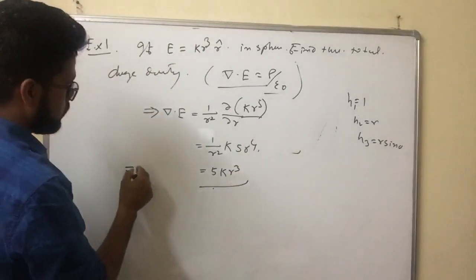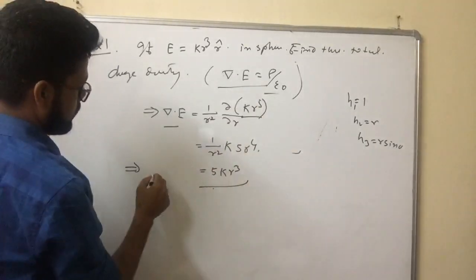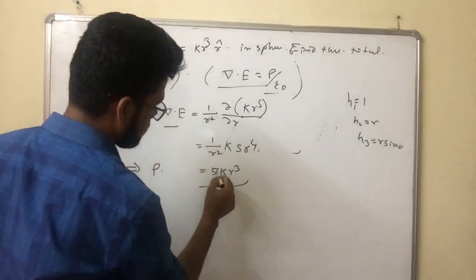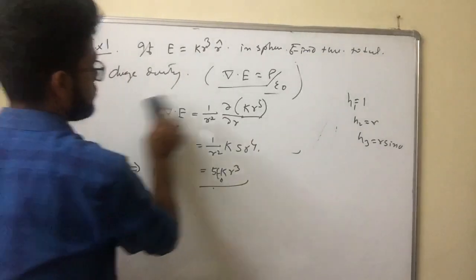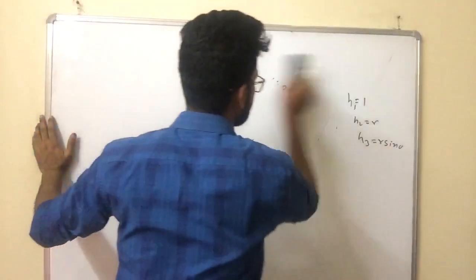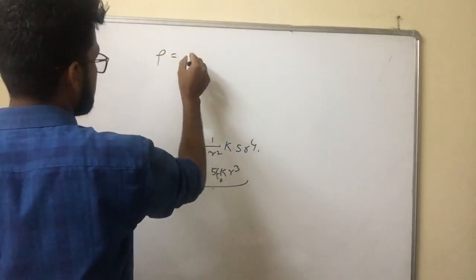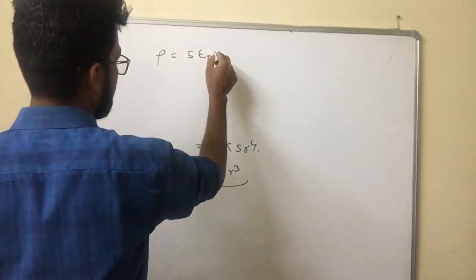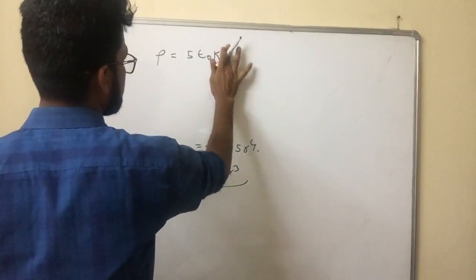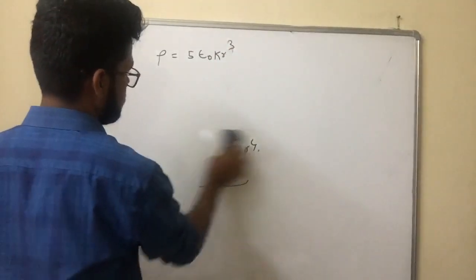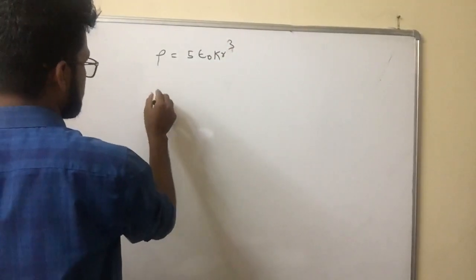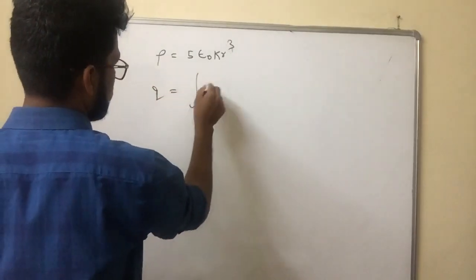And we know this is equal to rho by epsilon naught, so rho equals 5k epsilon naught r cubed. According to the question, we have to find the total charge. Total charge equals integral of rho dV.